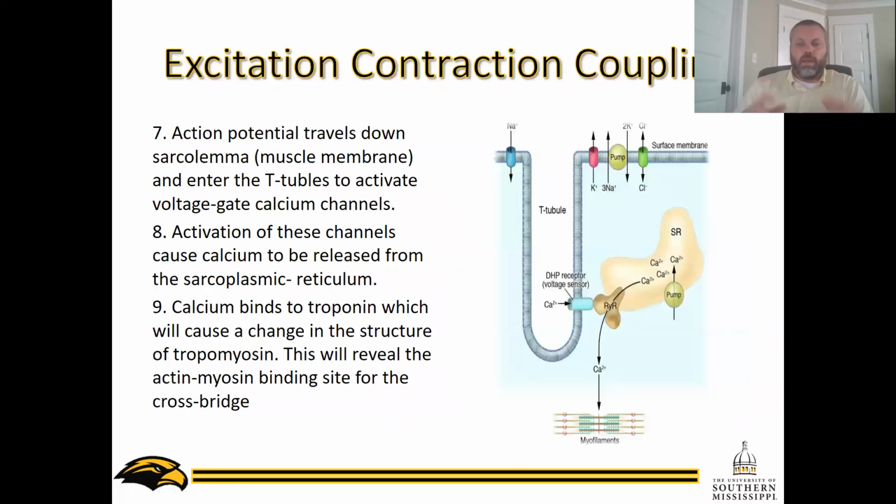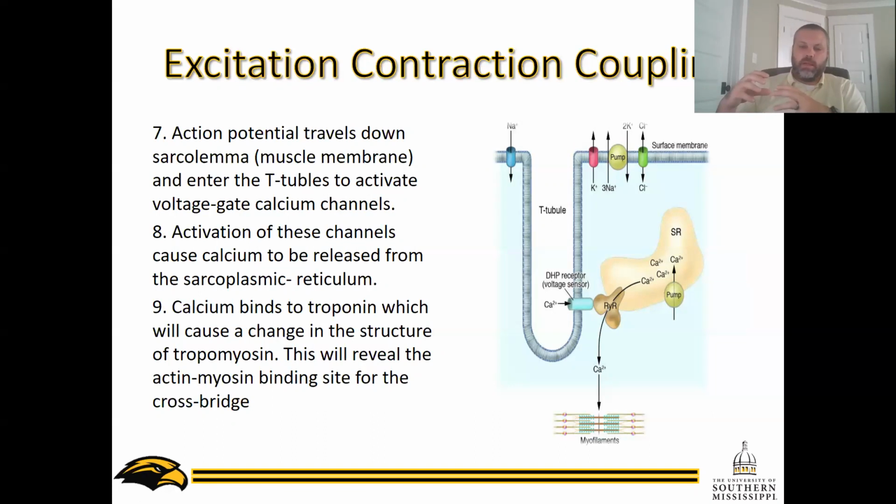So now that we have our second action potential, what that's going to do is travel down the sarcolemma itself, or that membrane. And when it travels down that membrane, that action potential is going to slide into that T tubule that we talked about, or that transverse tubule, which is going to activate again a calcium channel.